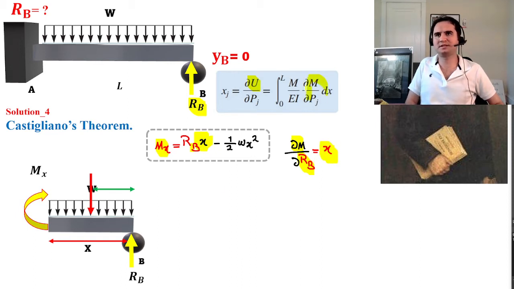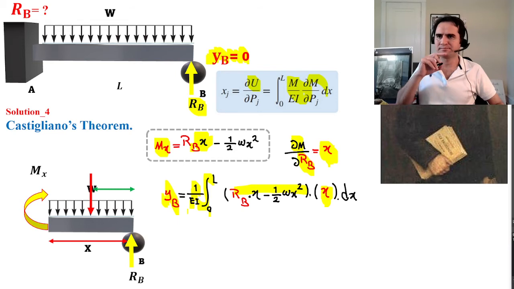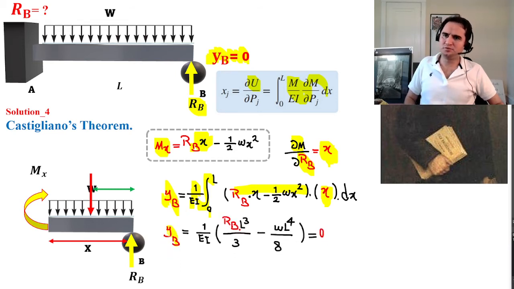If you just replace in the formula, it just says YB, which we already know from the geometry is equal to 0. That's 1 over EI, integration from 0 to L, replacing the M based on the M equation, and then partial M over partial P, which is RB here, and that's X. We replace that here, and we do know that it's equal to 0.